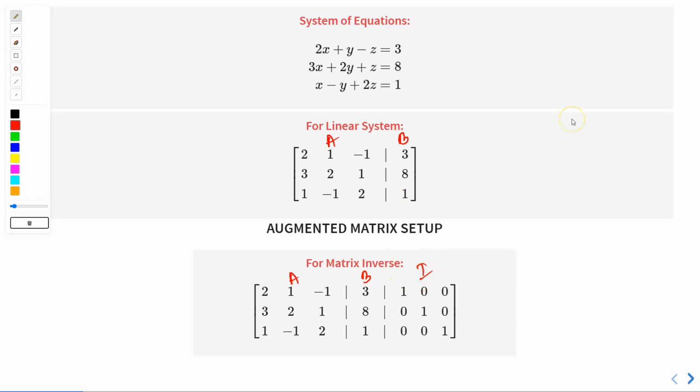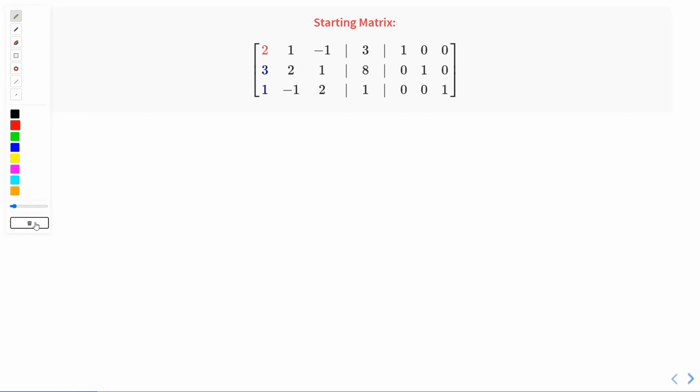Now we will do the operations. If I do the row operations, A becomes the I matrix, B will be the solution, and I becomes A inverse. So I'm going to do that. So this is my starting matrix. First I'll make this pivot element become 1.